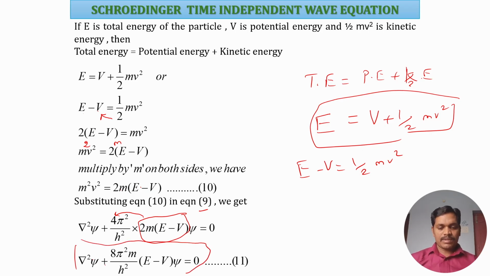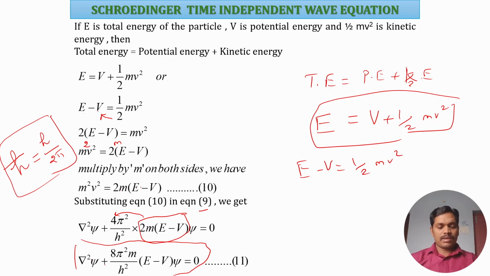Furthermore, we can simplify this equation by introducing an important concept called the reduced Planck constant. The reduced Planck constant is denoted by h cross. So the reduced Planck constant h cross is equal to h by 2π. This is the important idea we have to understand, and it is very easy to introduce here.